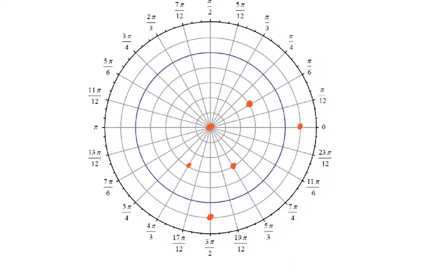3 pi over 4, we're back at 0. 5 pi over 6 is positive 3, so 1, 2, 3 is right there. At pi, we were at 6, so that's way out there on the edge. 7 pi over 6, we were at 3, so that is there.